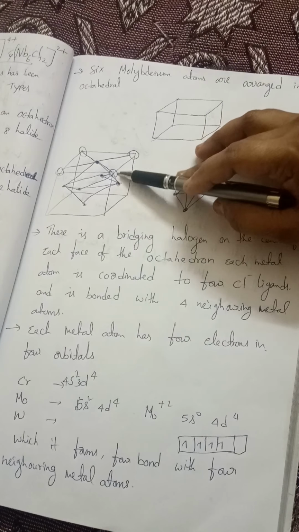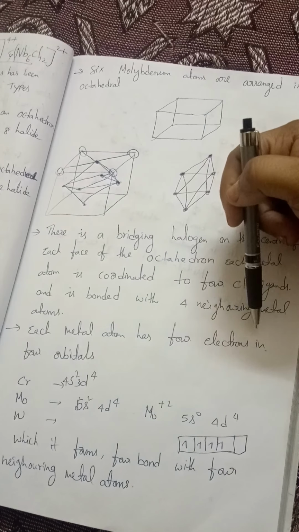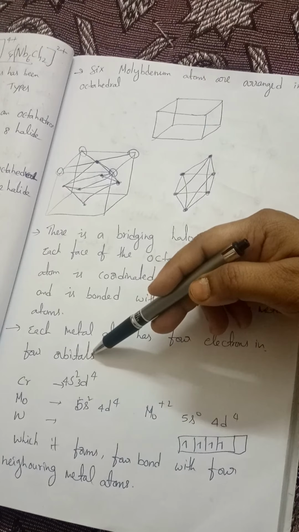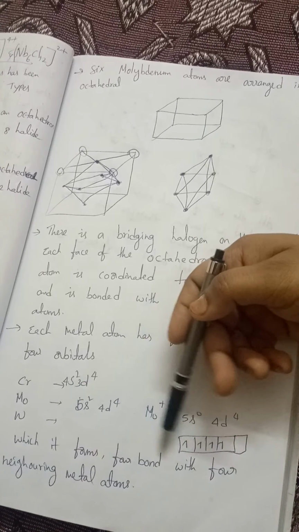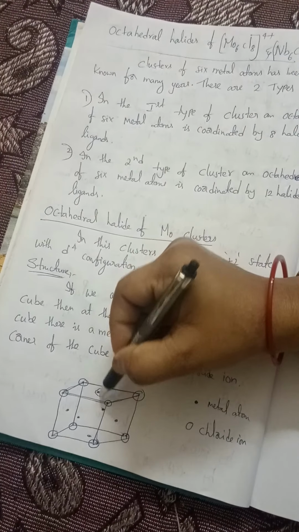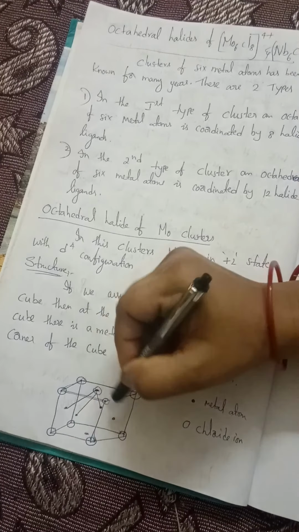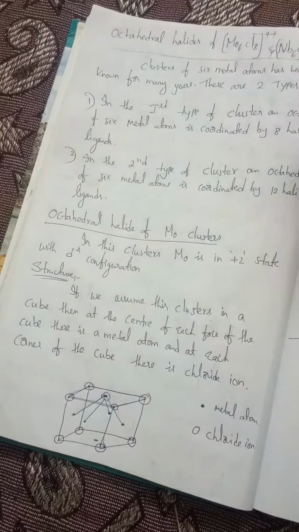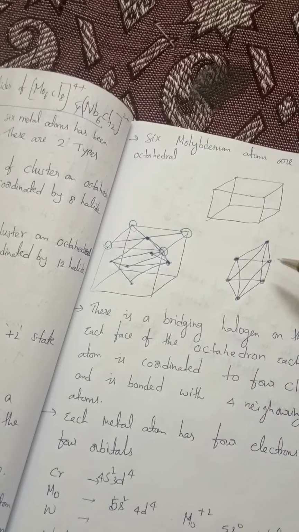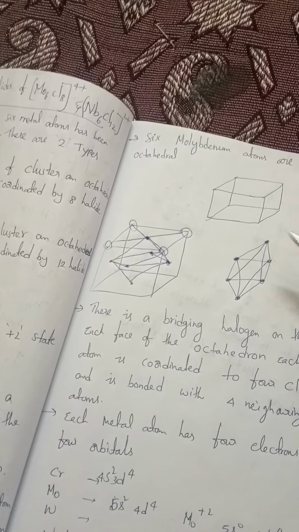Here each metal atom has 4 electrons and 4 orbitals, which form 4 bonds with the 4 neighboring metal atoms. How is this possible? Again we discuss the structure. This is a metal atom, coordinated with this one, this one, this one, and this one. So this metal atom is surrounded by 1, 2, 3 and 4. Each metal atom is surrounded by 4 neighboring metal atoms.